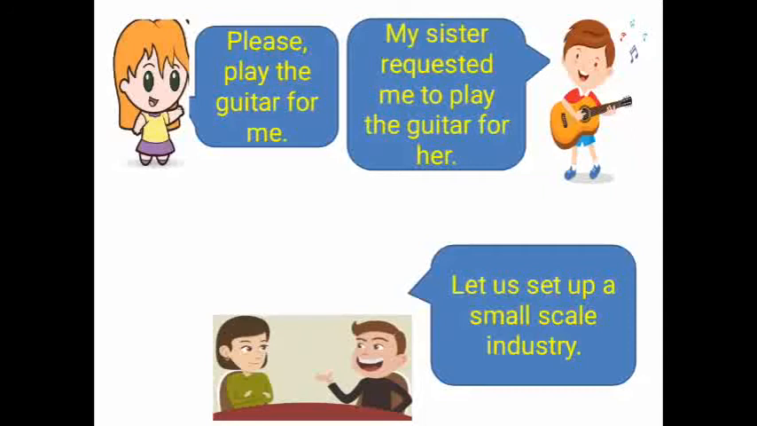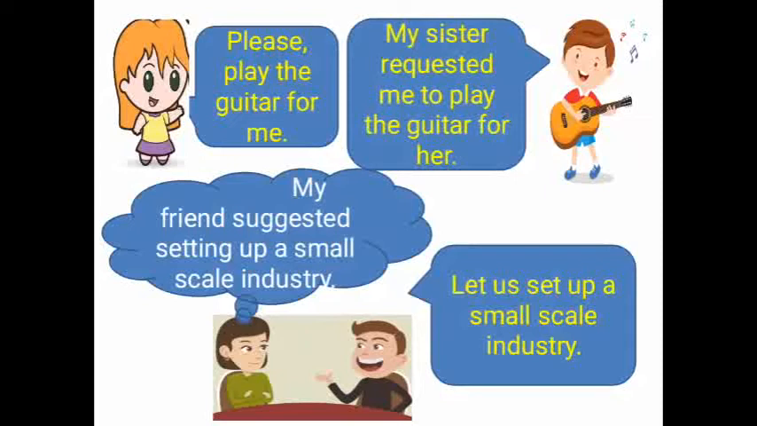Next example. Let us set up a small scale industry. So as we have learnt, when a sentence begins with let, we use suggested or proposed. And we use the gerund form, or we use the infinitive, or we use the that clause. So here my friend suggested setting up a small scale industry. Here setting up is the gerund form. Therefore, suggested is used as it is a suggestion.